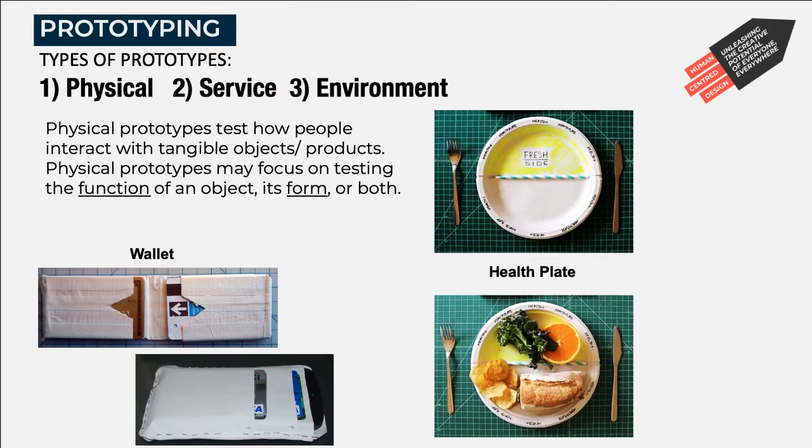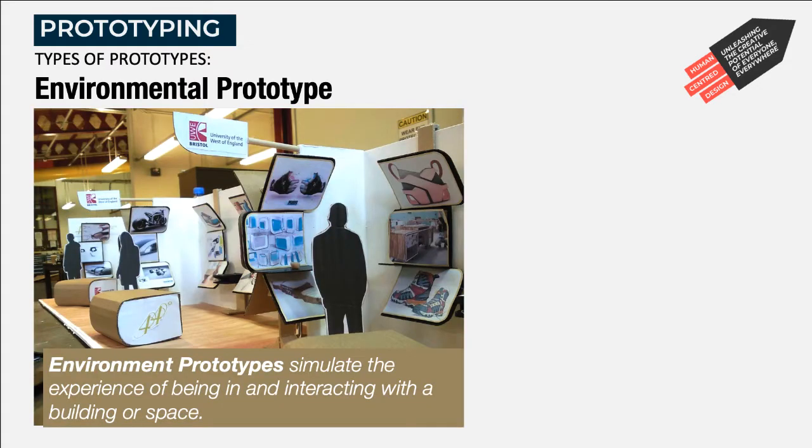A very simple idea, but you get the picture in terms of exactly how the real product might actually turn out. Now, an environmental prototype is about creating a sense of space. This particular example here is for an exhibit, and it's about creating screens. It's about creating a journey through a space.